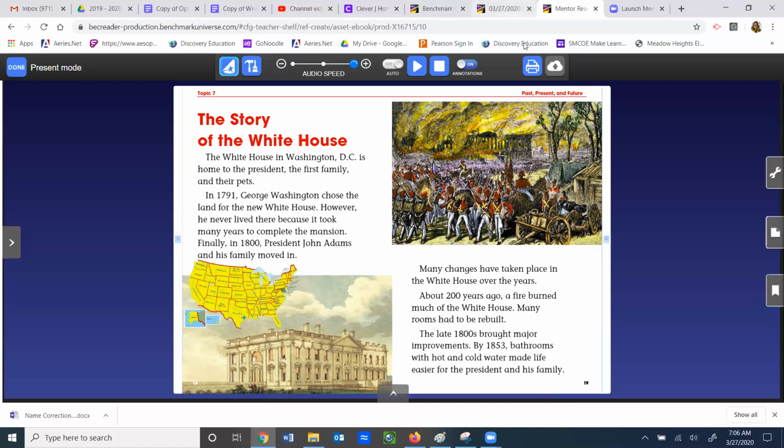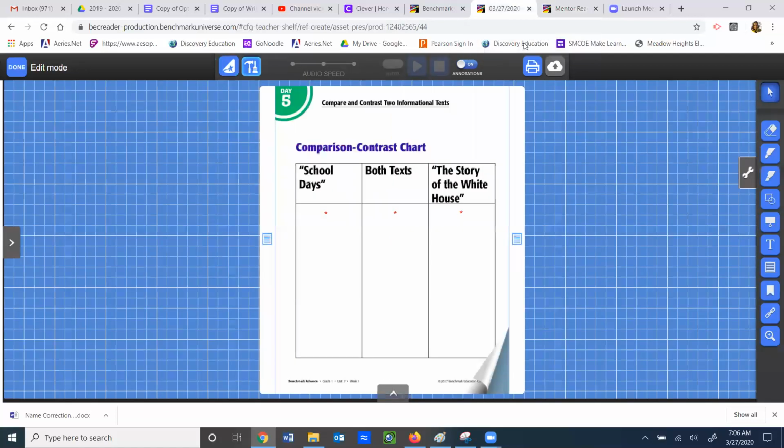Now, the chart that we're going to be using to record some of these things looks like this. Compare and contrast charts can look different. In class, you might remember that we would draw circles and the two circles would overlap each other. Today, we're going to be using a chart that has three columns. The columns that say the story of the White House and School Days are where we're only going to write what happened in those texts. And in the middle, we are going to write things that refer to both of the texts.